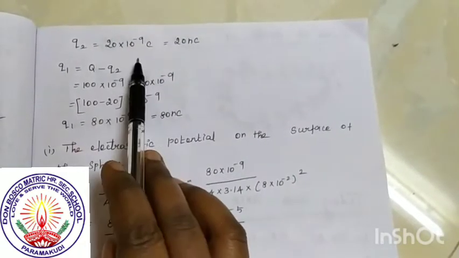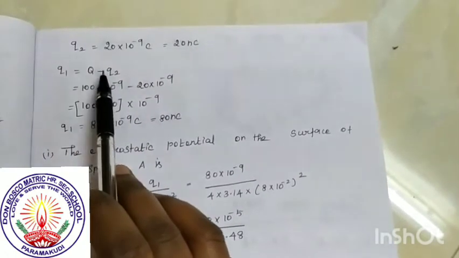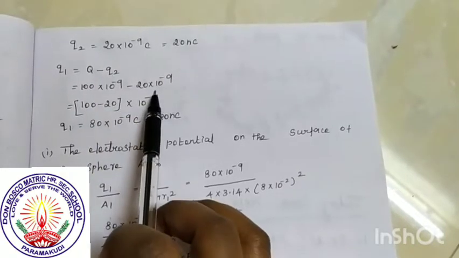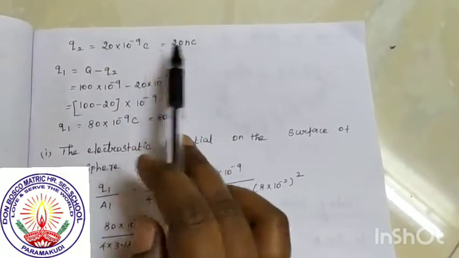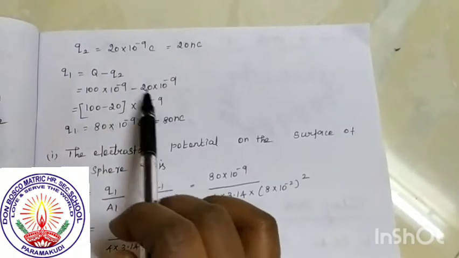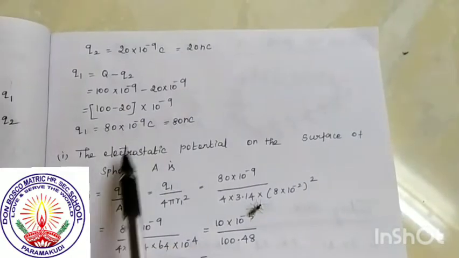Then Q1, if you calculate, already we know the formula: Q is equal to Q1 plus Q2. We have to calculate Q1, which means Q minus Q2. What is the charge value? 100. Q2 value is 20. Multiply and subtract these two terms, we get the answer Q1.